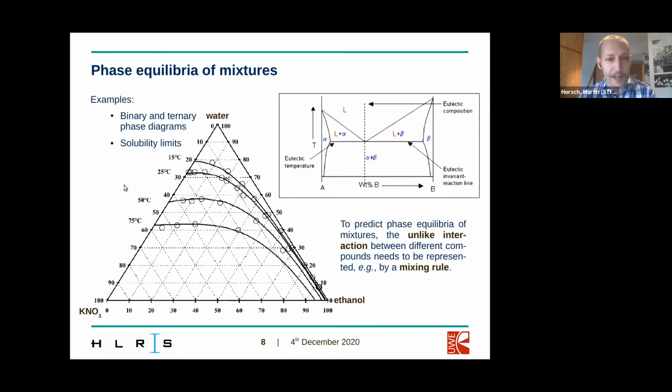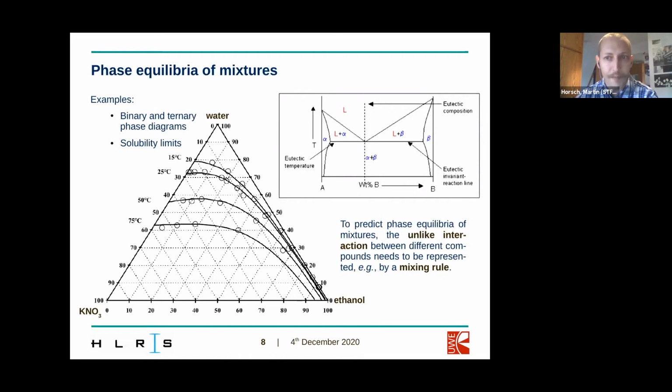In a ternary phase diagram, where you have three components, you get triangles like this. So this is more complex, but essentially the same. Only as far as modeling is concerned, this raises an additional problem.